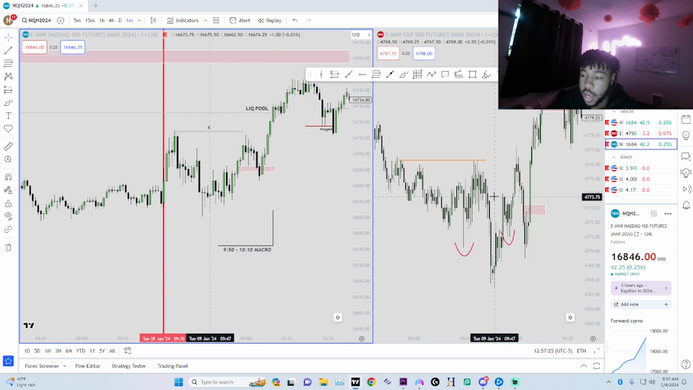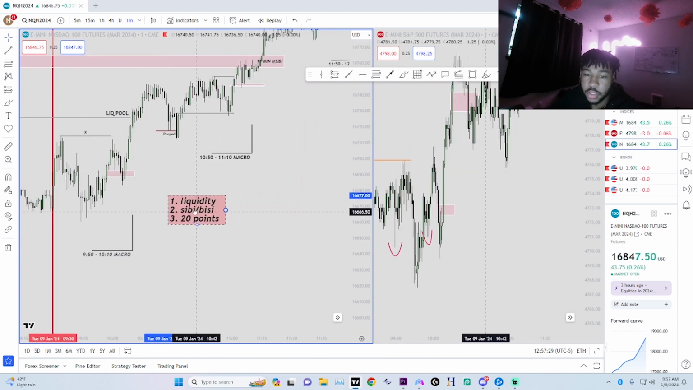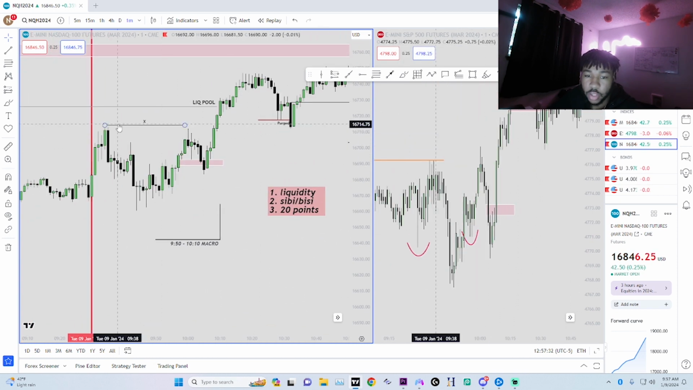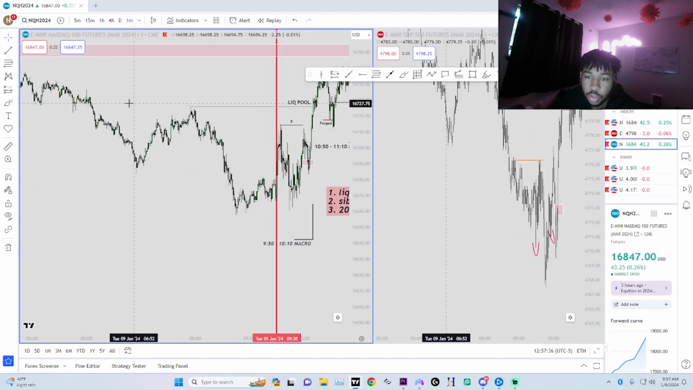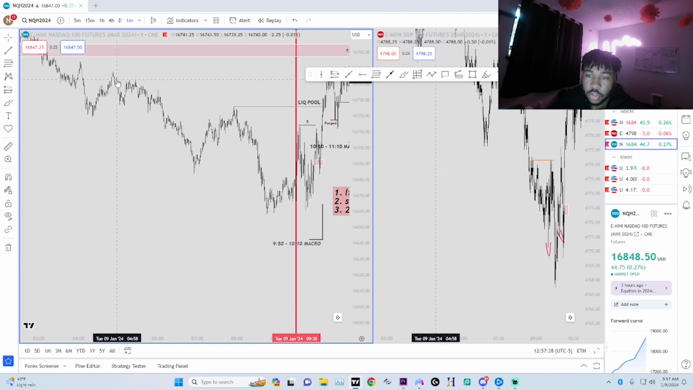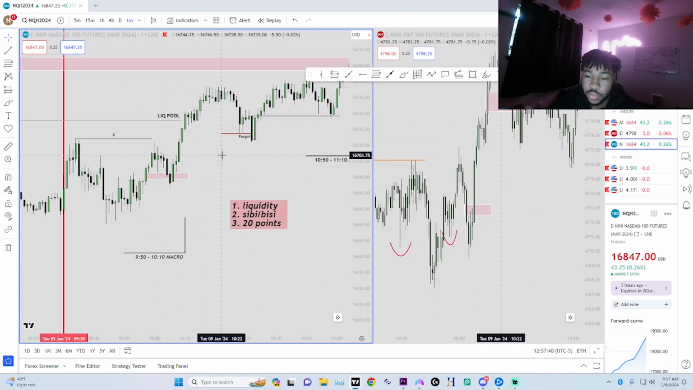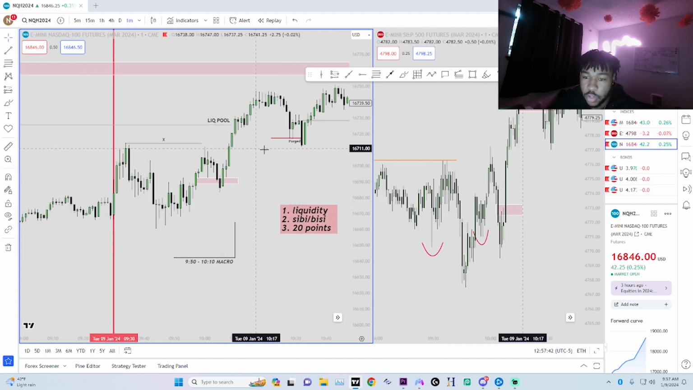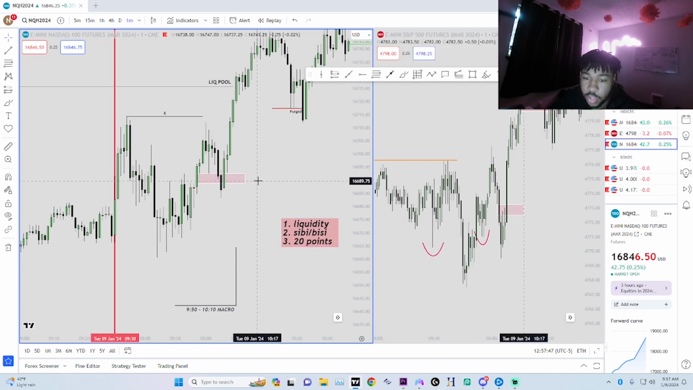But as we approach this BISI, let me also bring up the criteria. One, do we have liquidity? Yes, we do. We have a low hanging fruit marked as X, and obviously a liquidity pool up here and also here. So these were my draws for the 9:50 to 10:10 macro. Next, do we have a BISI or SIBI? We have one shaded in pink, classified as a BISI.